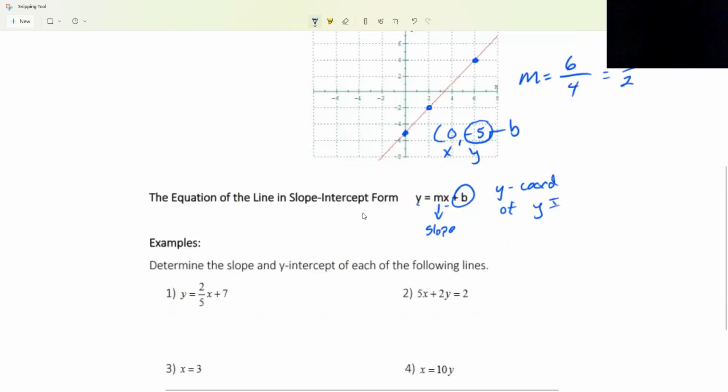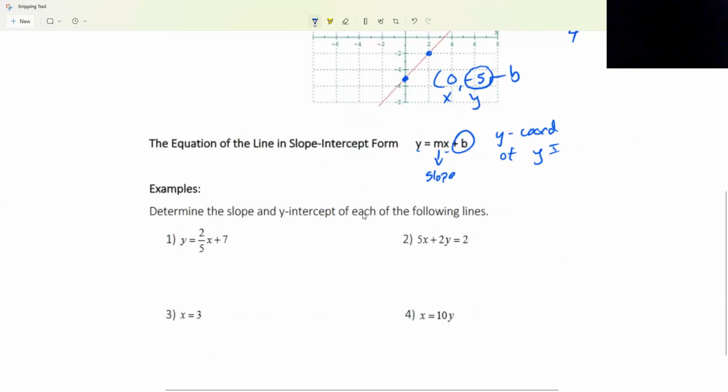So what I'm looking at here is they're going to ask you, hey, what's the slope and what's the Y-intercept of each of the following lines? So you know that the slope here is 2/5. I know the Y-intercept. What do you know about the Y-intercept? X is 0, and that's your B, so it's the Y coordinate.